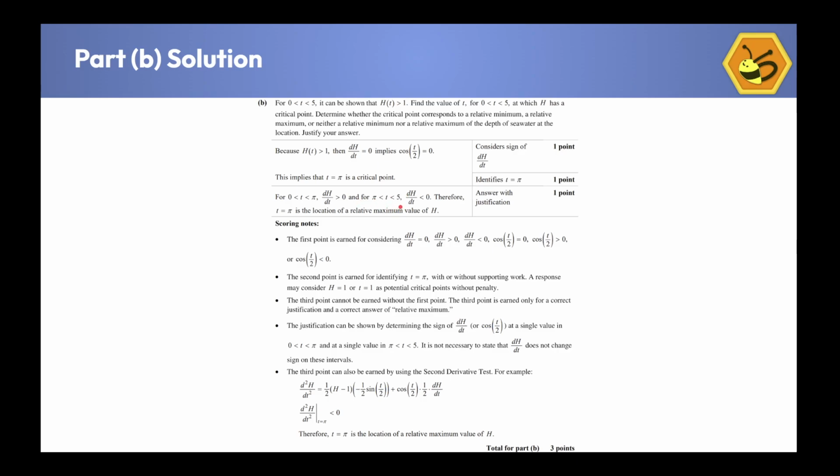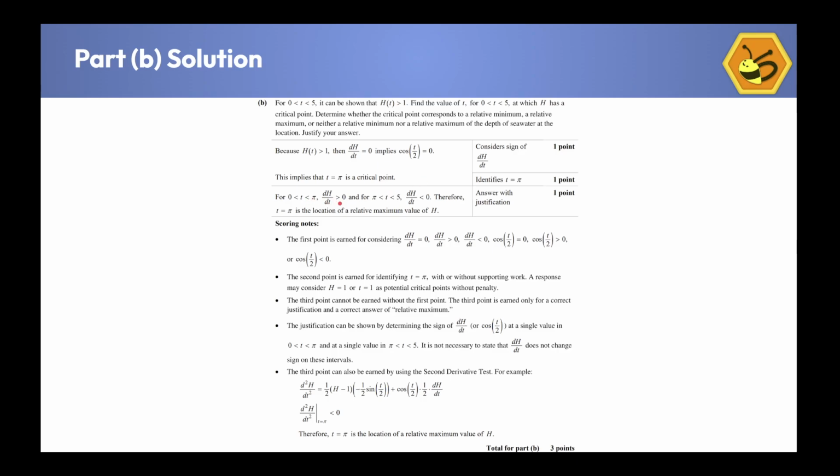And then we can apply the first derivative test. The derivative is easier to do because we can check that from 0 to pi it is positive, and from pi to 5 it is negative. So t equals pi must be a relative maximum.